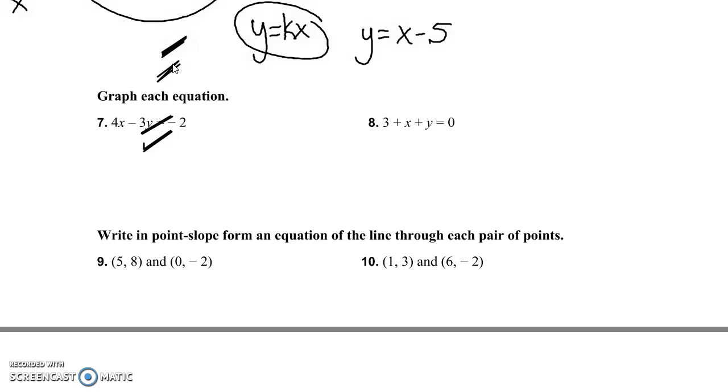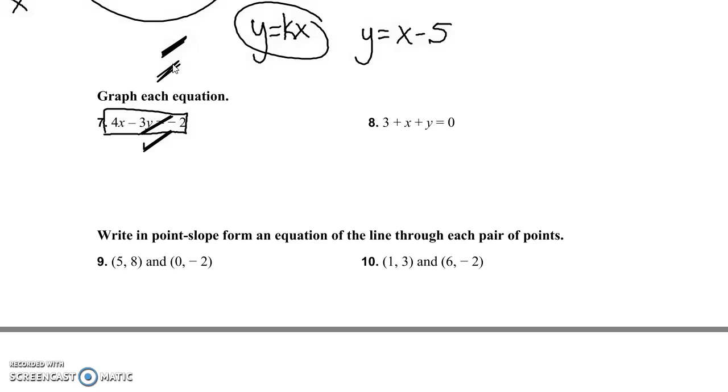7 and 8 says graph each function. So to graph, you need to solve for y. Remember, this homework is worth points. You need to do this entire thing. You can copy my answers down, that's fine, but I want you to understand it so you can take the test, right? The homework or the pre-test is worth 50 points, the test is worth 100.